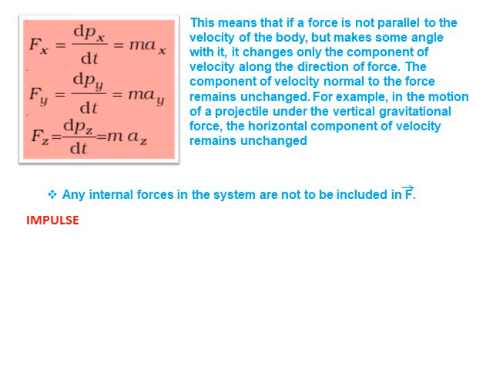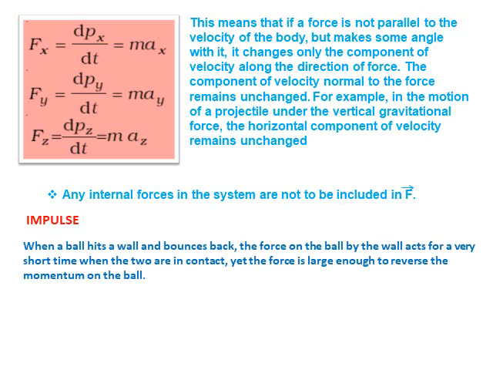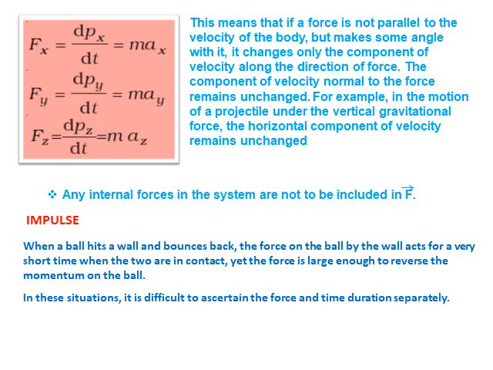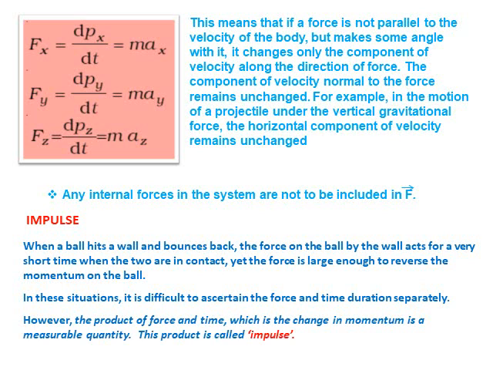Now, impulse. When a ball hits a wall and bounces back, the force on the ball by the wall acts for a very short time when the two are in contact. Yet the force is large enough to reverse the momentum of the ball. In this situation, it is difficult to ascertain the force and time duration separately. However, the product of force and time, which is the change in momentum, is a measurable quantity and is known as impulse.